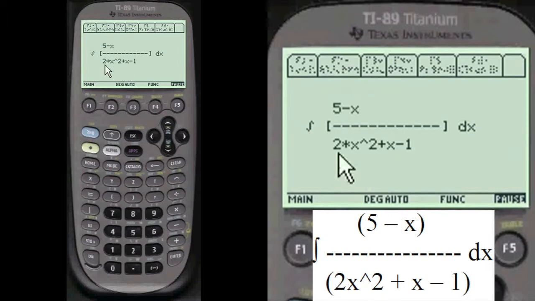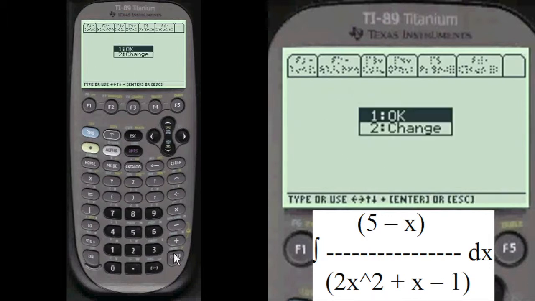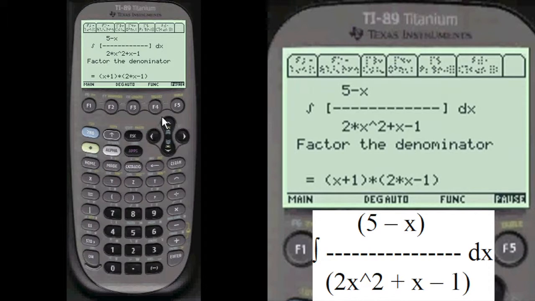I always show you what you've entered so you can change it if you want. I say it's okay. And we factor the denominator, which is the tough part about partial fraction. Certainly was for me. But here's the actual factors, 2 of them.